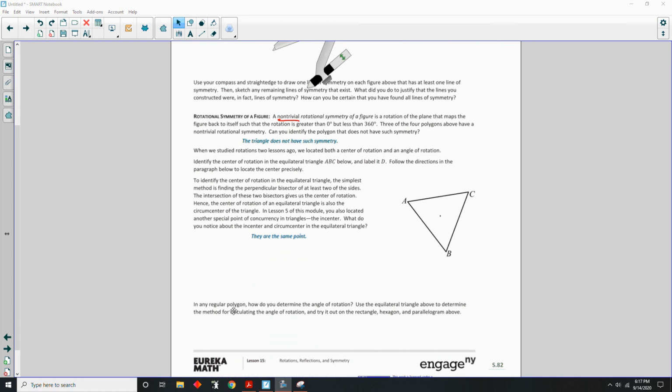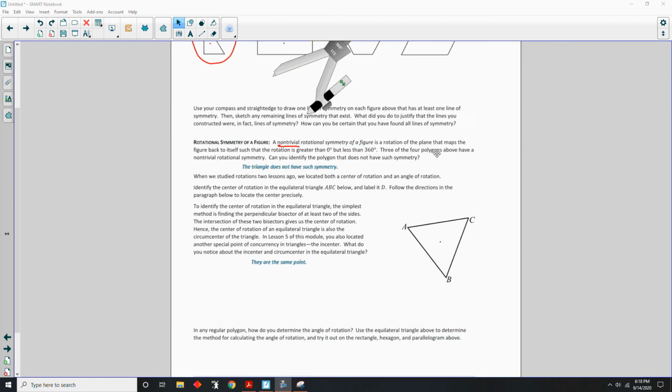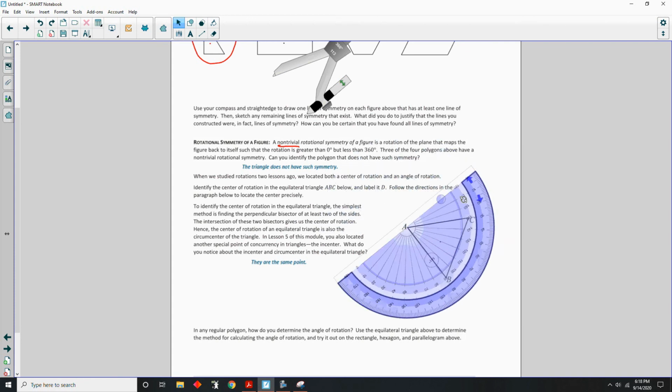In any regular polygon, how do you determine the angle of rotation? Use the equilateral triangle above to determine the method for calculating the angle of rotation and try it out on the rectangle, hexagon, and parallelogram above. Okay, so what you do is you take a protractor and you put the protractor's crosshairs at a vertex. Rotate the protractor so that the 180 or the 0 line is right on your segment.